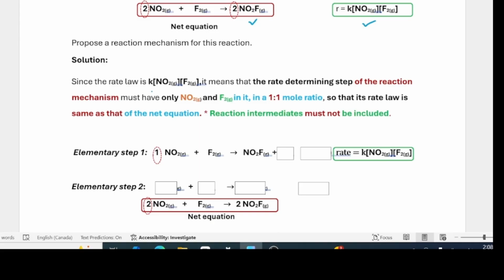Since the rate law equation is this, it means that the rate determining step of the reaction mechanism must have only this guy and that guy inside. Because each of these in the elementary reactions is going to have rate order of 1, that will have a rate order of 1. So when you do the rate law equation, it must turn out to be what that is. Listen to this. Reaction intermediates must not be included in the rate determining step, since intermediates are fleeting and they can't be used to measure rate.